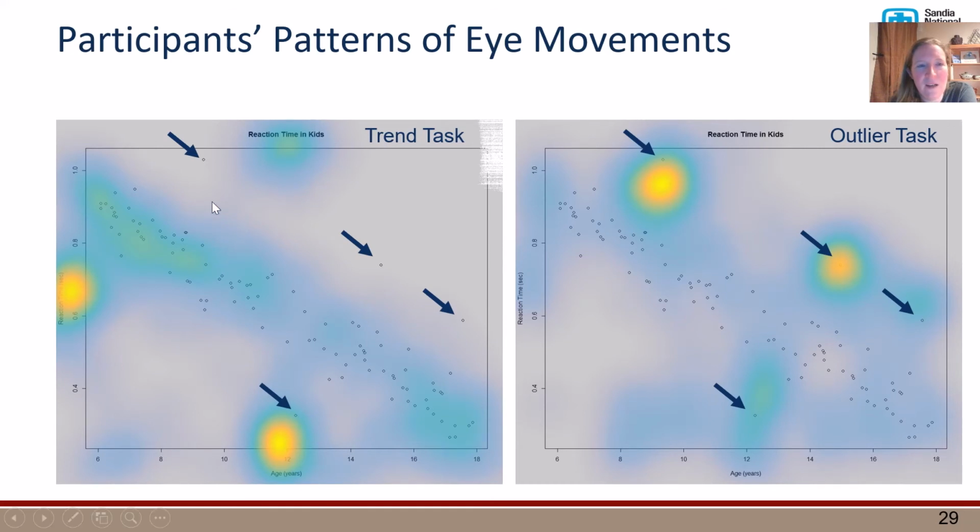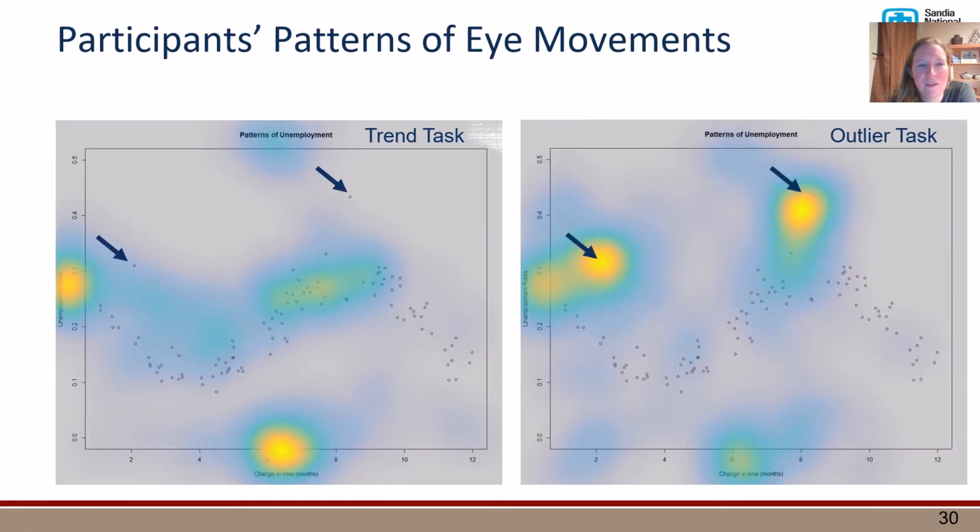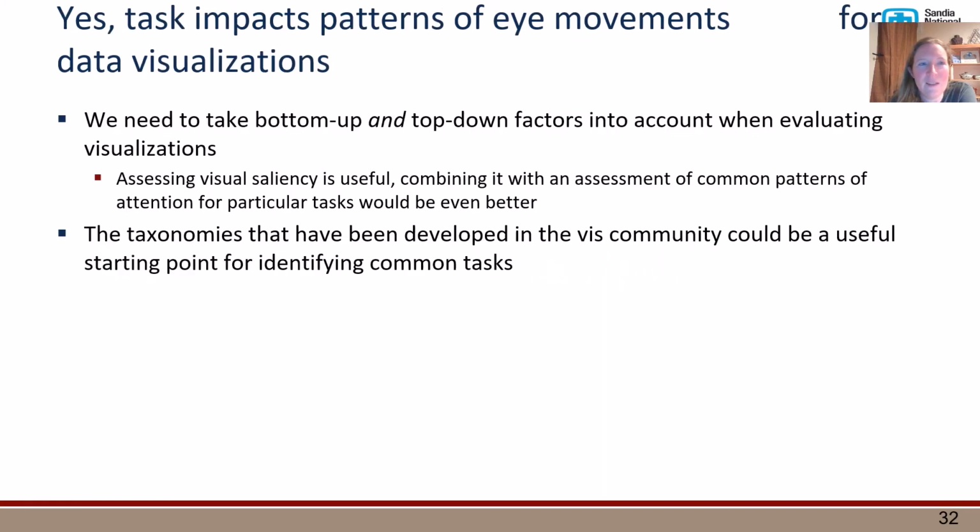But you can see in the trend task, participants tended to look at the title, the axes, and the trend, whereas in the outlier task, they looked at the outliers. Here's just another example of the same thing. We see this pattern over and over again. So yes, the task does impact patterns of eye movements for data visualizations. This just kind of drives home the fact that we need to take bottom-up and top-down factors into account when evaluating data visualizations. Assessing the visual saliency can be really useful, but combining it with an assessment of common patterns of attention for particular tasks is even better.